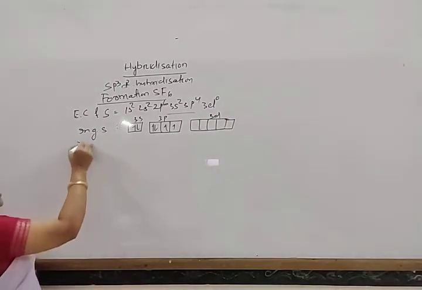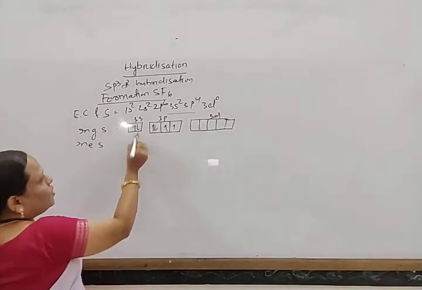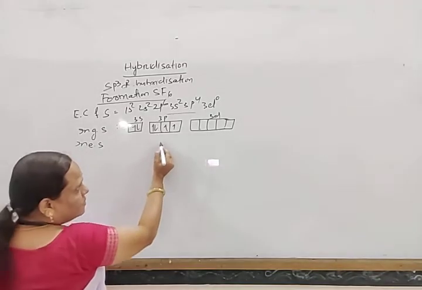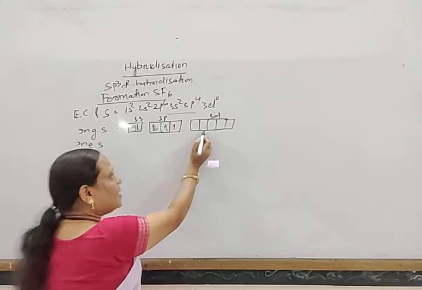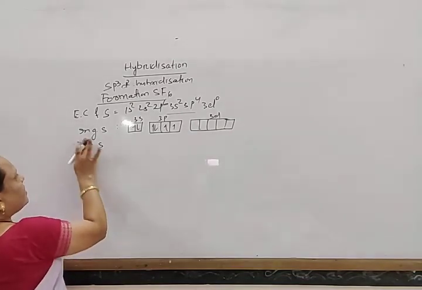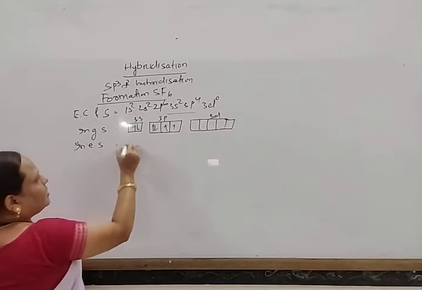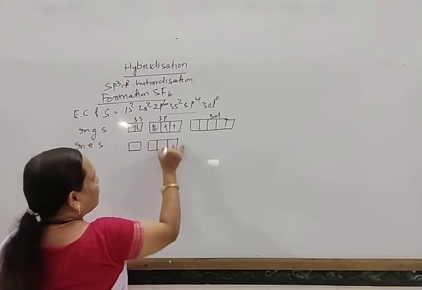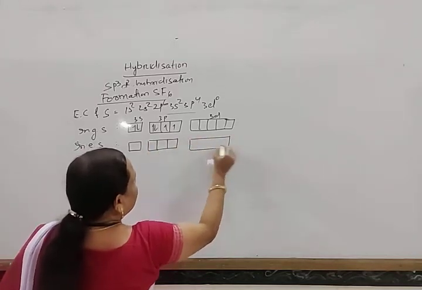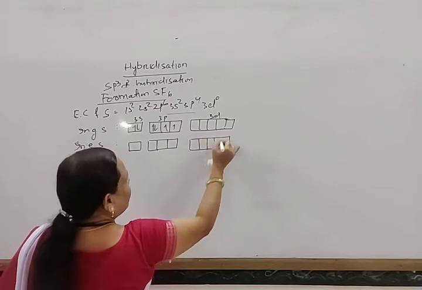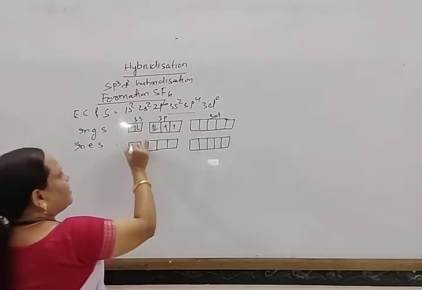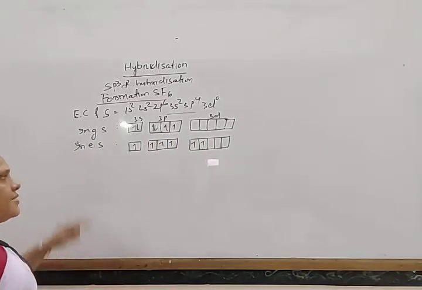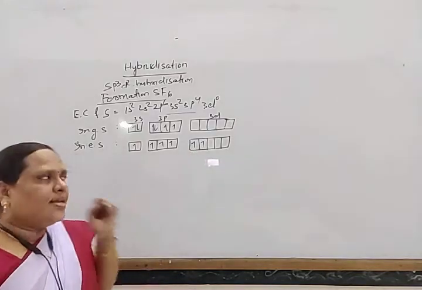Now in the excited state, what happens? One electron from the 3s is excited to the 3d orbital, and one electron from the 3p is also excited to the 3d orbital. So when the bond forms in the excited state, two electrons, one from s and one from p, are excited to the d orbital. In this state, there are 6 orbitals which contain a single electron.